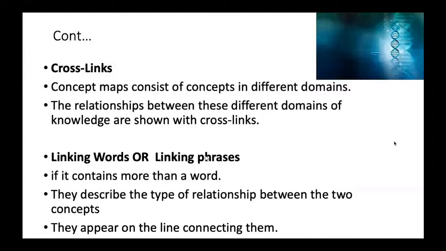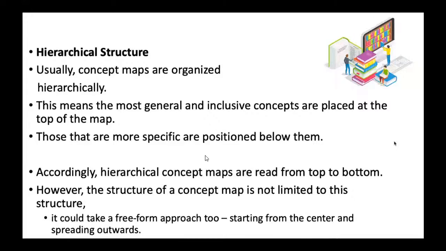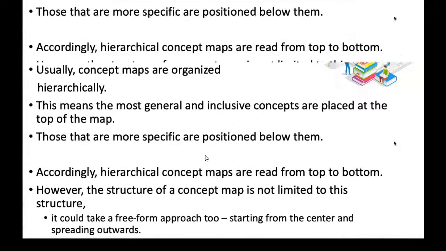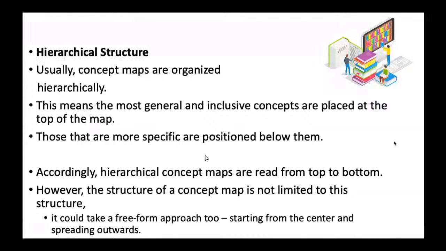Next, hierarchical structure. Usually concept maps are organized hierarchically. This means the most general and inclusive concepts are placed at the top of the map. Those that are more specific are positioned below them. As they become more and more specific, they take the downward hierarchical positions. Accordingly, hierarchical concept maps are read from top to bottom.